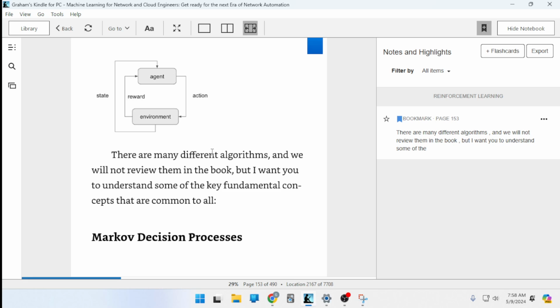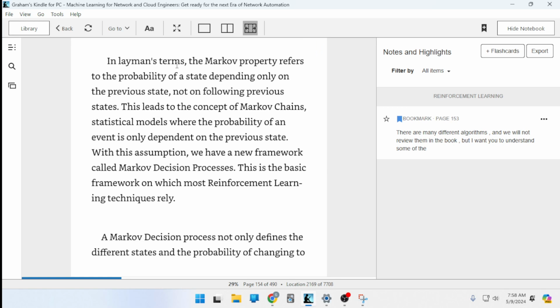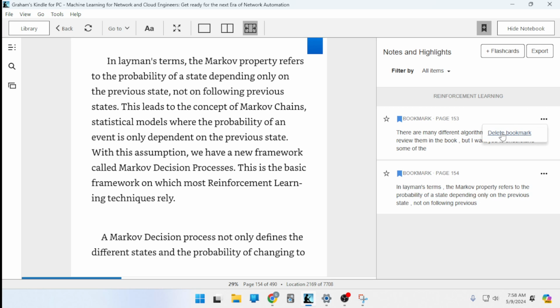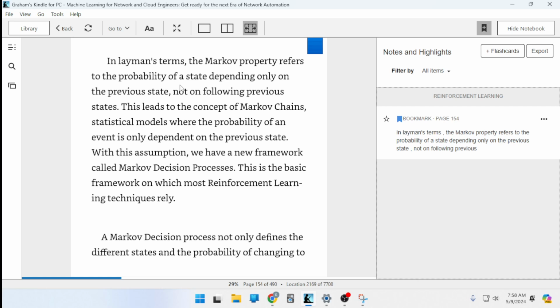Alright, so moving on. There are many different algorithms, and we will not review them in the book, but I want you to understand some of the key fundamental concepts that are common to all. So the first one is Markov decision processes. In layman's terms, the Markov property refers to the probability of a state depending only on the previous state, not on the following previous states.